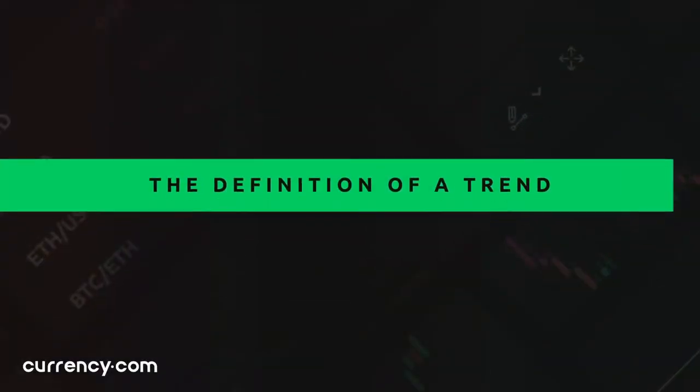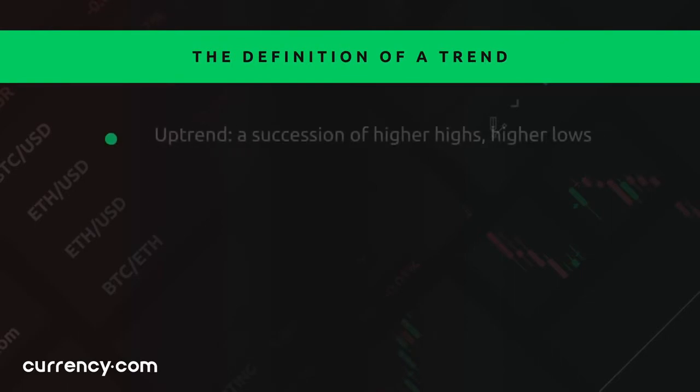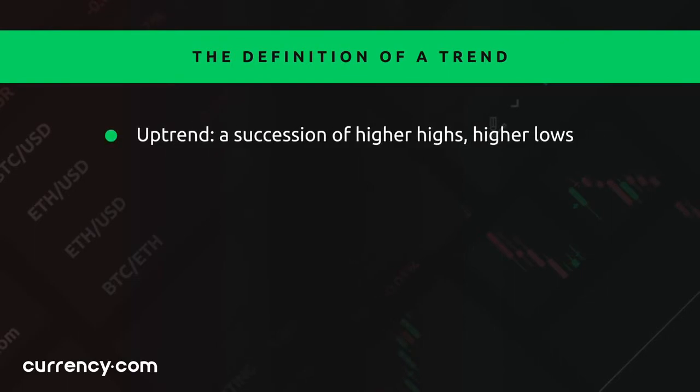Let's take a look at some of the theory behind trends, then we'll look at some real world examples. So the definition of an uptrend is a succession of higher highs, higher lows. This is where really the buyers are in control of the market and continue to push it upwards. Any weakness is seen as a buying opportunity.